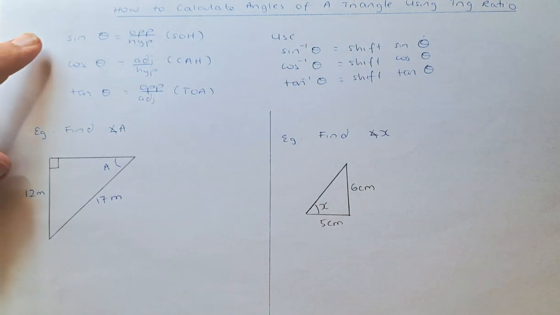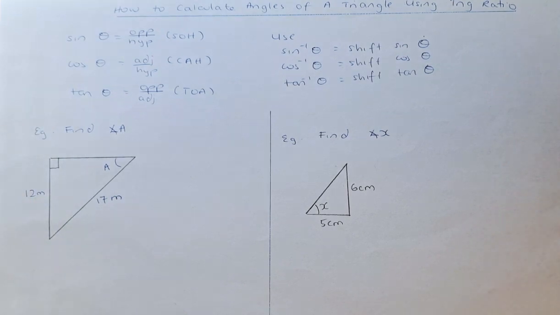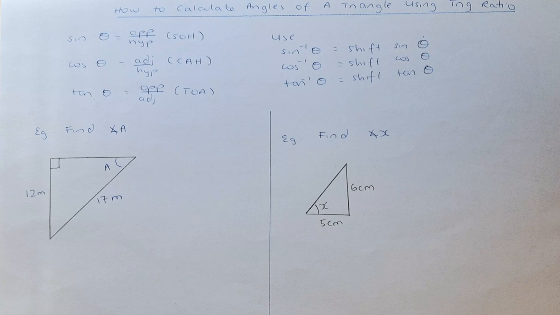So for example, sine theta is opposite over hypotenuse. Cosine theta is adjacent over hypotenuse, and tangent theta is opposite over adjacent, is called TOA. So in fact, trig ratio is the SOH-CAH-TOA.